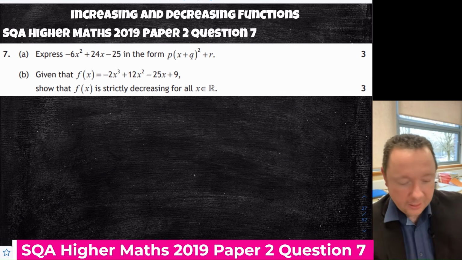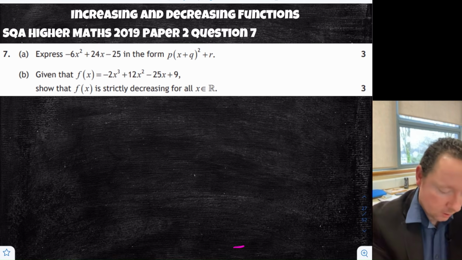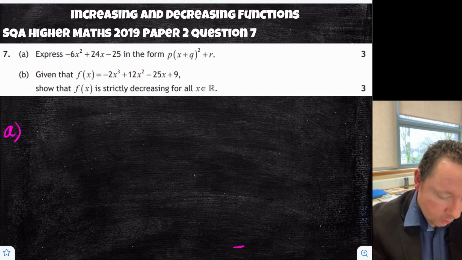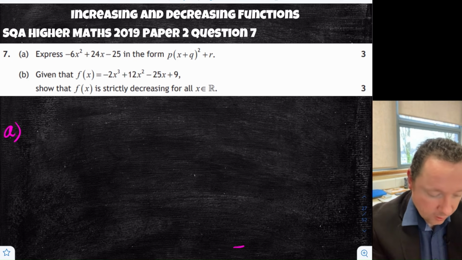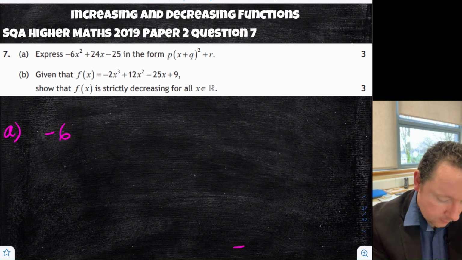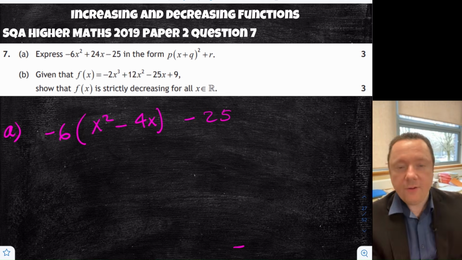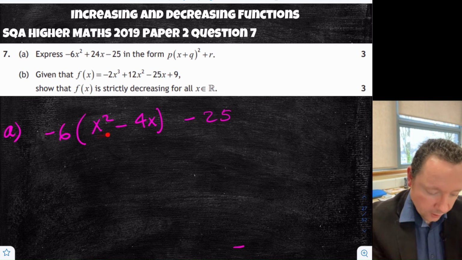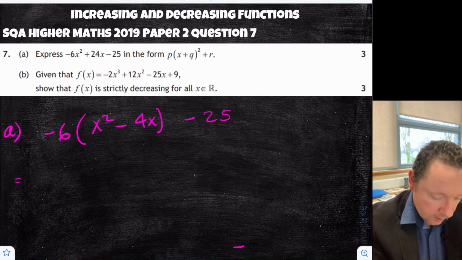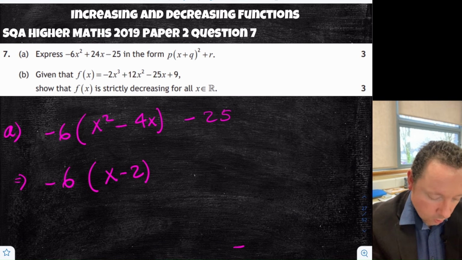Express this in the form p times x plus q squared plus r. Now let's complete the square. So for part A, if we look at these two, we can take minus 6 out as a common factor. So we get minus 6, and we get x squared minus 4x. 6 times 4 is plus 24. Take away 25, sitting on the end, and then we just complete the square the normal way on this term. So that gives you minus 6, half the middle term, x minus 2, all squared, and then immediately take away 2 squared, and we've still got minus 25 on the end.